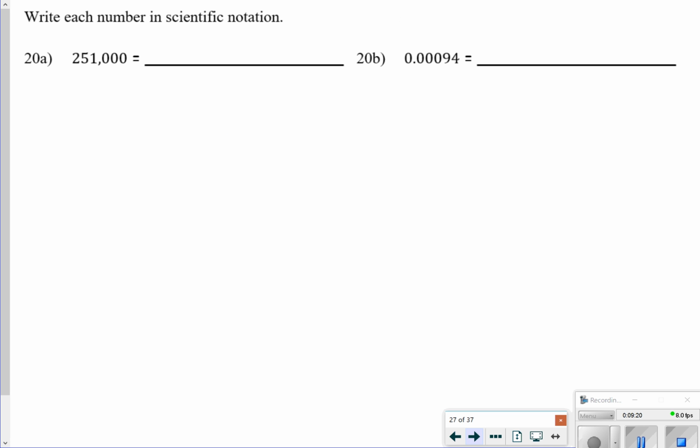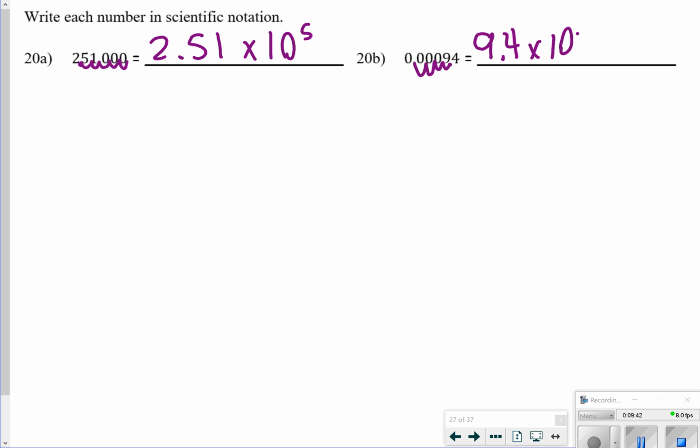20a starts our scientific notation. This one should be 2.51 times 10 to the 5th power. Because if your decimal's here at 2.51, you scoot it 1, 2, 3, 4, 5. Same thing for 20b. You have 9.4 as your ideal decimal, and you had to scoot it 1, 2, 3, 4 times to the left, so that's 10 to the negative 4th power.